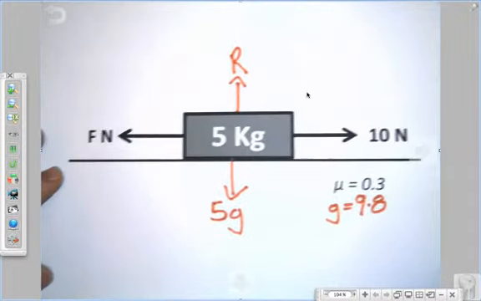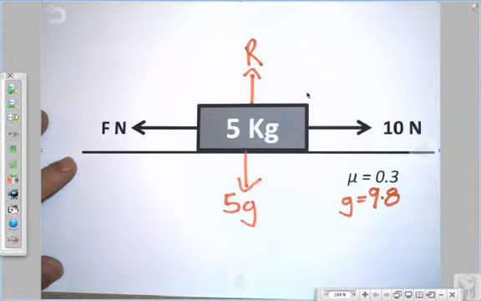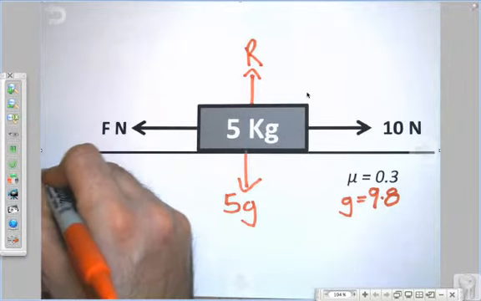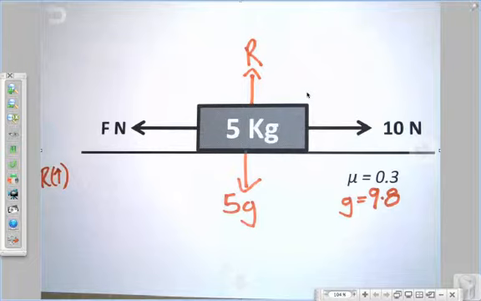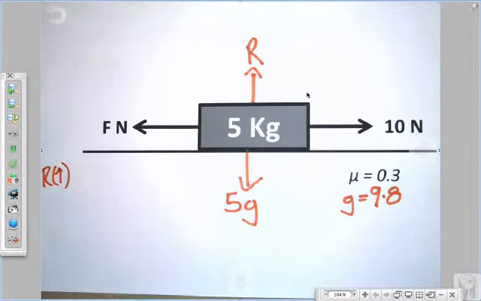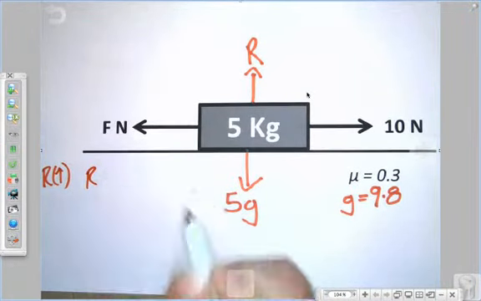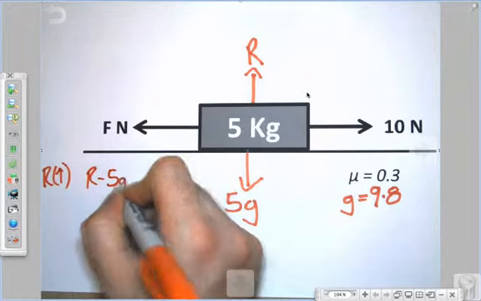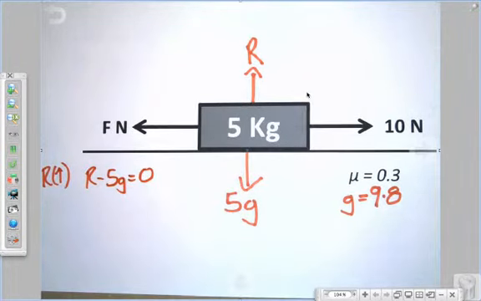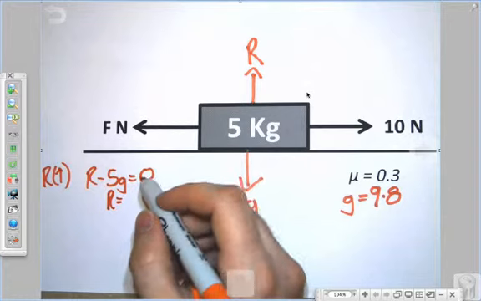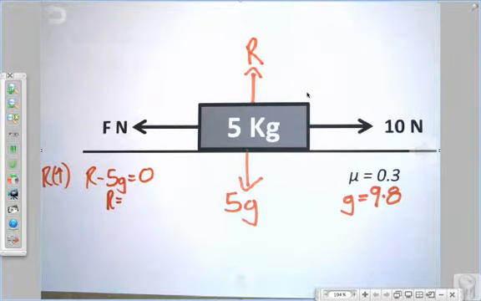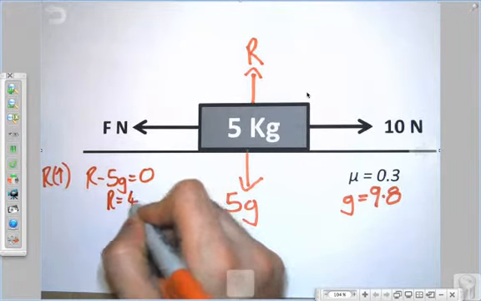Now, same as always, resolve in two different directions. So if I resolve vertically on this one, I'm going to get R minus 5g equals 0. Now I know this is equal to 0 because this object isn't floating, it's on that surface. So I know that R equals 5g, with g being 9.8, that's 49.